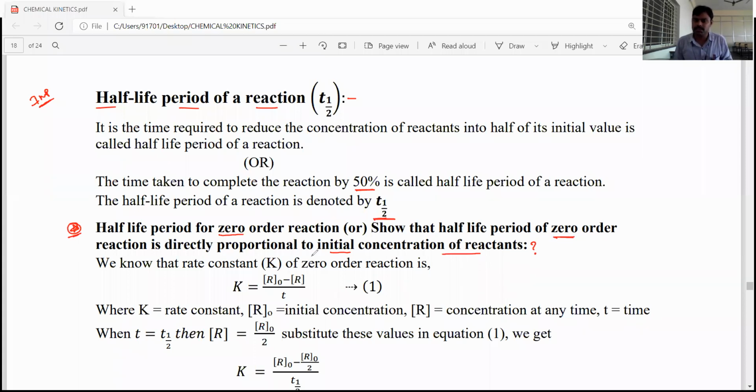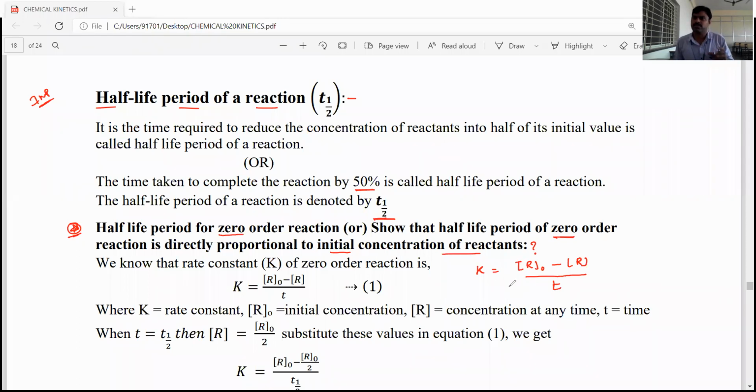And we know very well, dear students, the rate constant for zero order reaction: K is equal to R naught minus R by T. R naught is nothing but the initial concentration, and R is the final concentration of reactant in the time period T. Okay, dear students, this is the rate constant formula for zero order reaction.